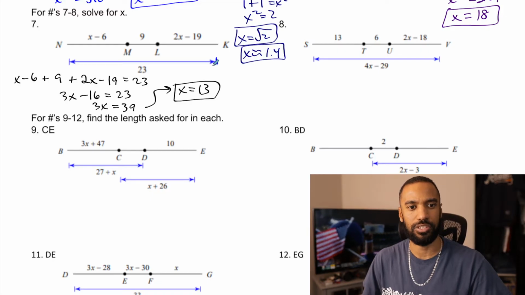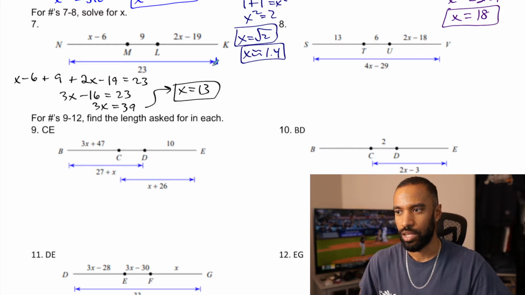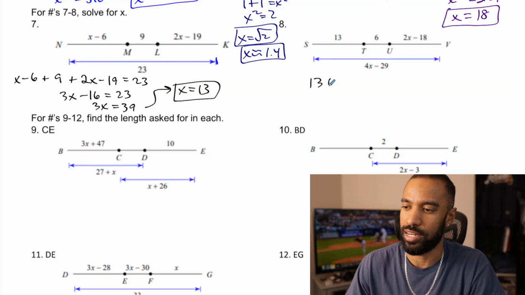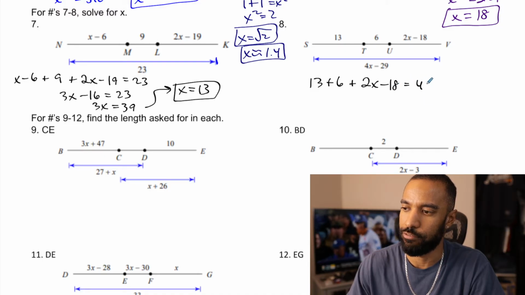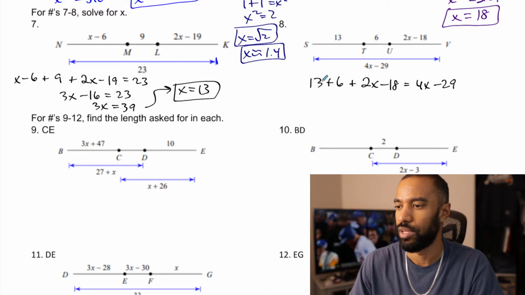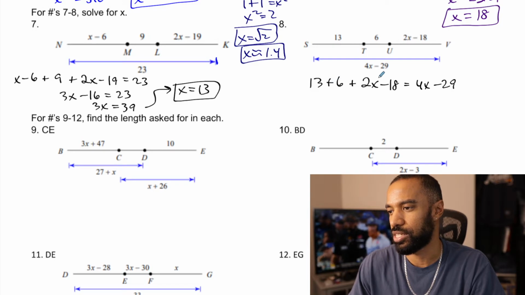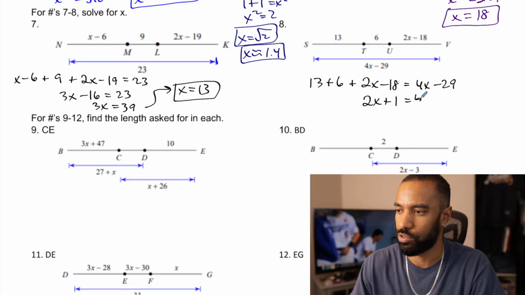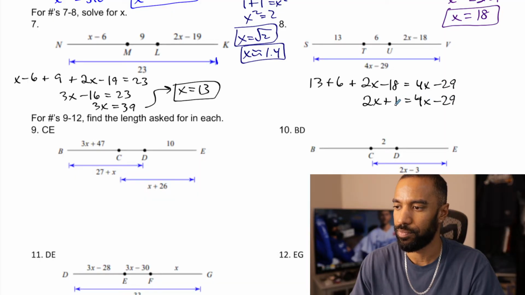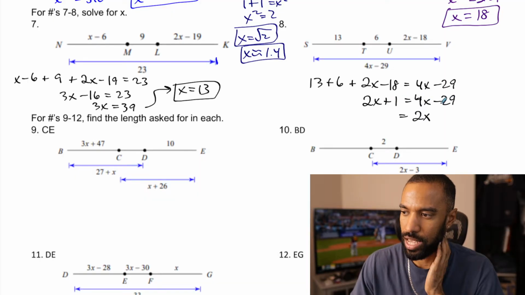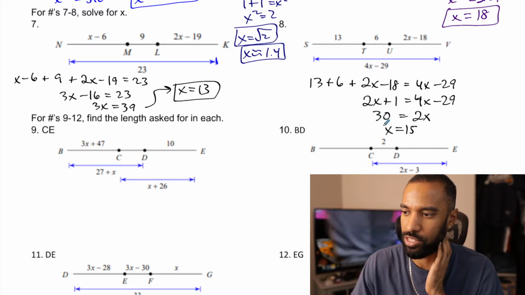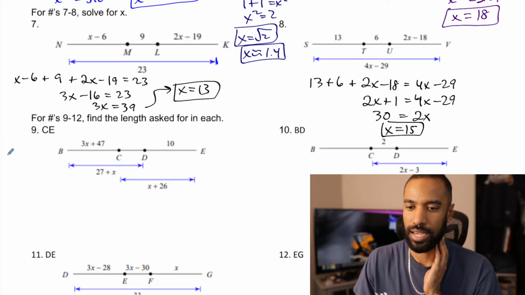So I'm going to go kind of fast on the algebra after that. The setup is all, right? So now we get to add these, 13, 6, and 2x minus 18, and we get 4x minus 29. 13 plus 6 is 19, minus 18 is 1. 2x plus 1 is 4x minus 29. Subtract 2x from both sides, add 29 to both sides, and divide both sides by 2. You get x equals 15.